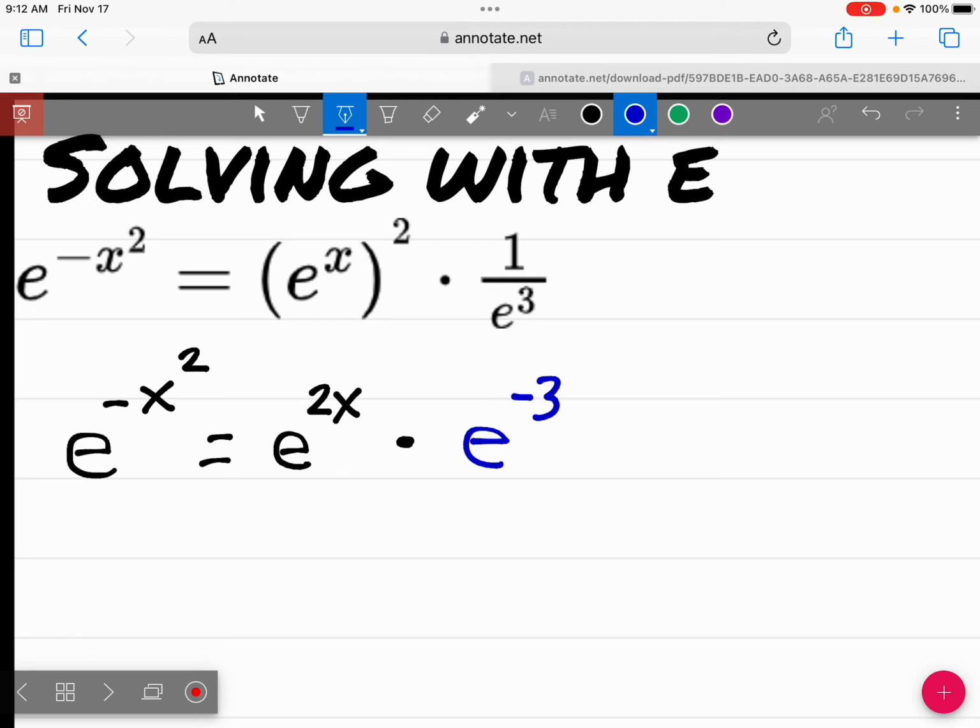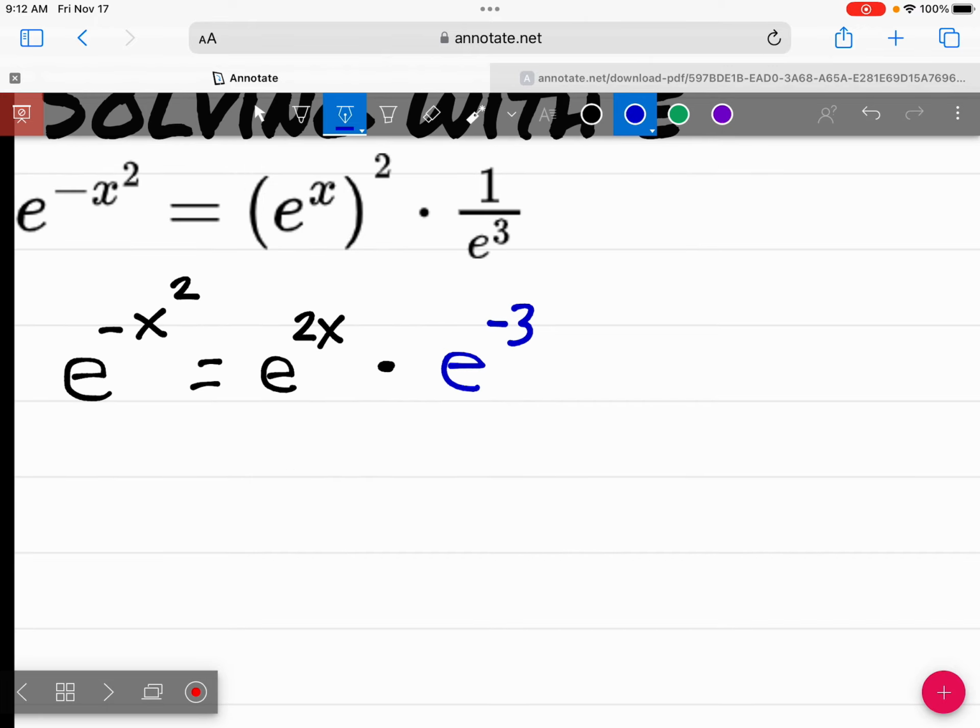Because the bases aren't really doing anything. What operation is going to be over here between the 2x and the -3? Addition. When we multiply the bases, we add our exponents. So we can also write this as e to the -x squared, e to the 2x plus -3, or just -3.